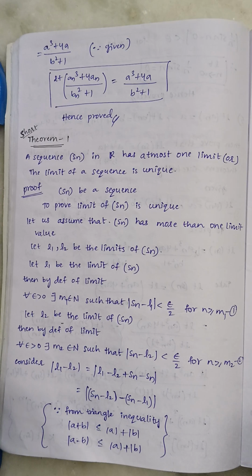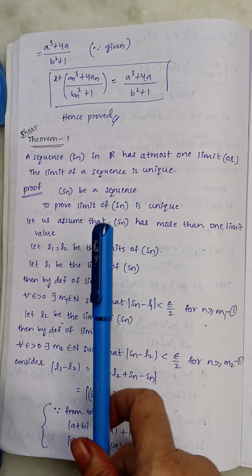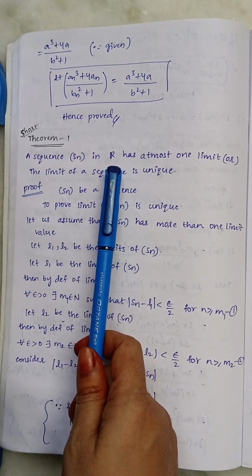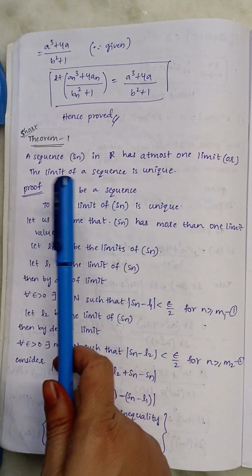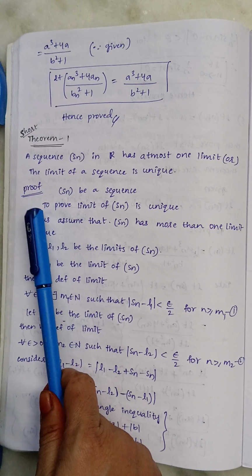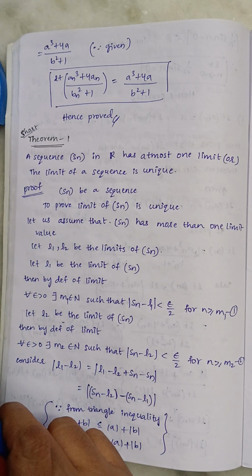Hello students, today we will discuss some theorems on sequences. First theorem: a sequence Sn in R has at most one limit, that is, the limit of a sequence is unique. So if you take any sequence and apply the limit, it should have one limit value.